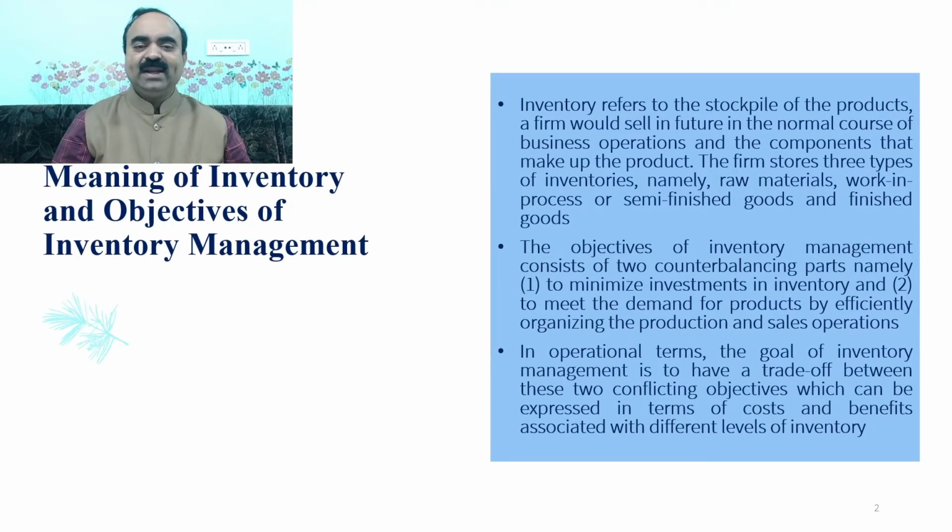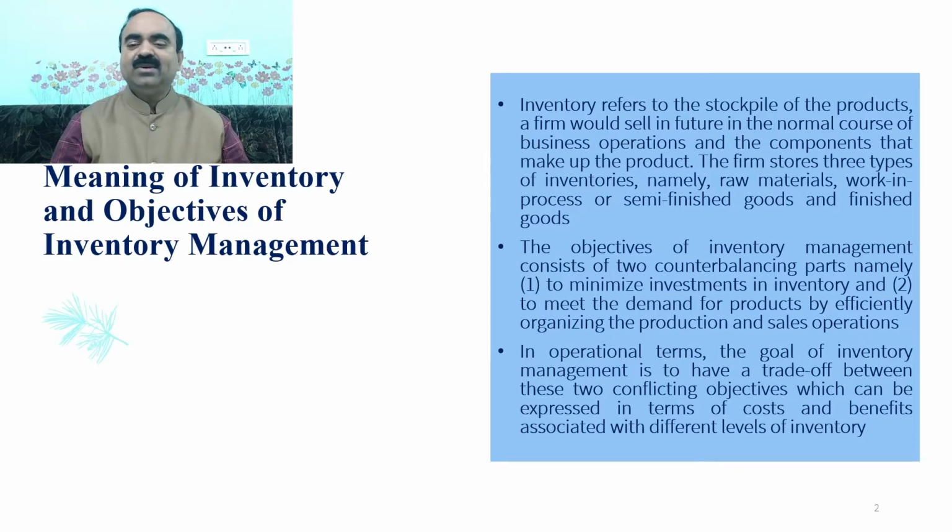Inventory management. Meaning of inventory and objectives of inventory management. Inventory refers to the stockpile of the products a firm would sell in future in the normal course of business operations and the components that make up the product. The firm stores three types of inventories, namely raw materials, work in process or semi-finished goods, and finished goods.